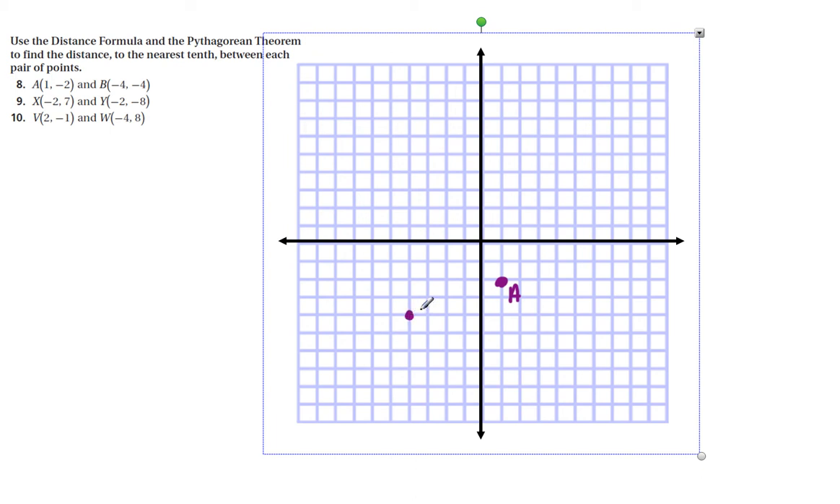Okay, and we want to know how far it is from here to there. Think about it. Think about how this relates to the ice cream question.